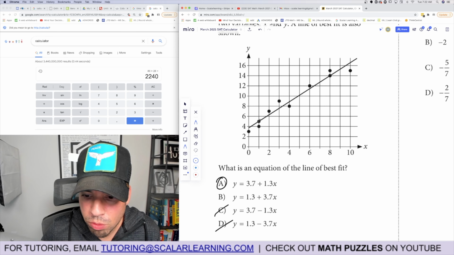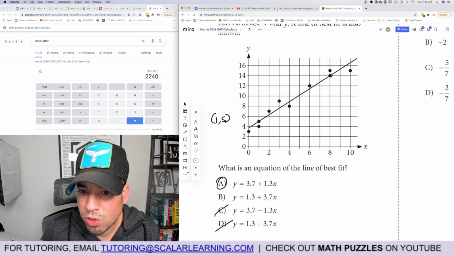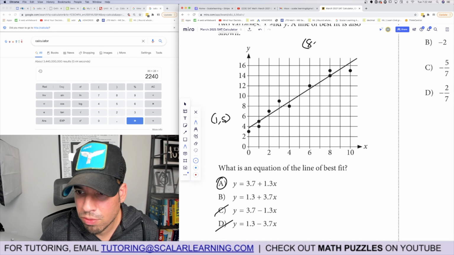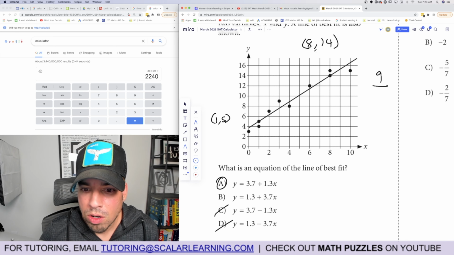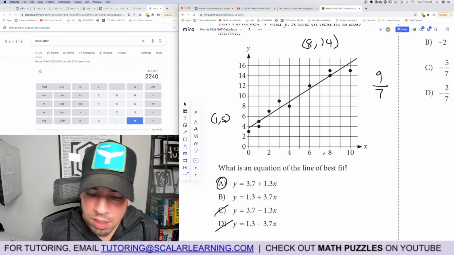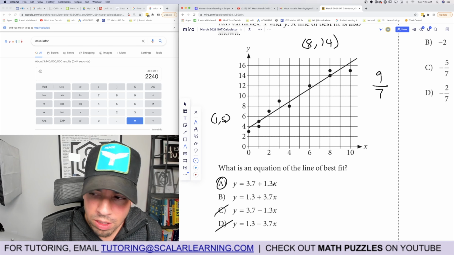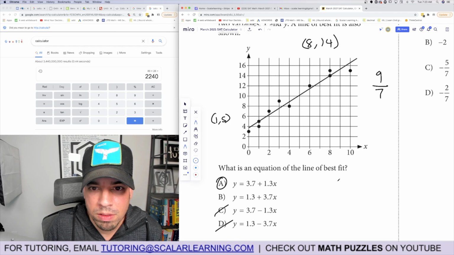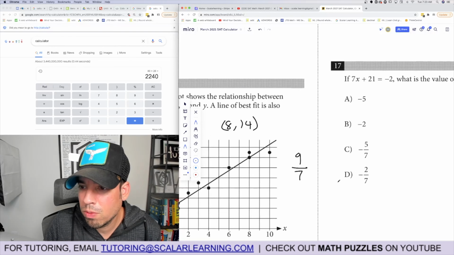And then just make sure that's a good slope of 1.3. I'd say let's choose 2 points. We're going up, that looks like 1, 5, and we're going up to 8, 14. So the slope would be 14 minus 5, which is 9, over 8 minus 1, which is 7, 9/7. Yeah, that's definitely closer to 1.3. It's not 3.7. All right, that's just verification, but we already knew.